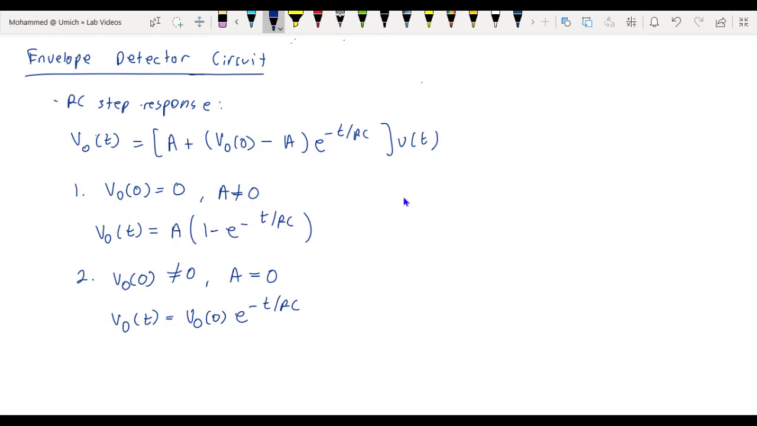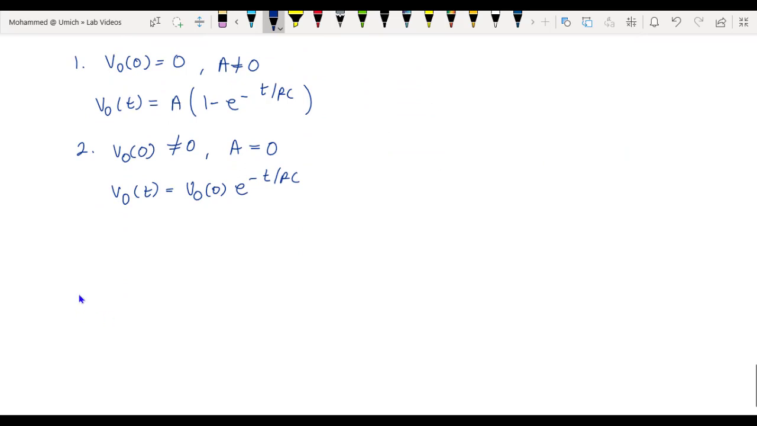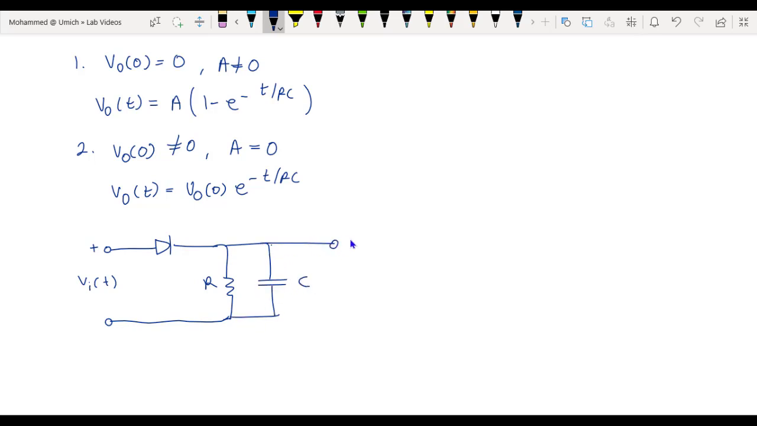The envelope detector contains a p-n junction diode and a resistor in parallel with a capacitor. So here's our input voltage, V in of t. We then have a p-n junction diode, and then a resistor of resistance R in parallel with a capacitor of capacitance C. And the output voltage is taken as the voltage across the capacitor. Now, in order to see how the envelope detector circuit works, let's analyze the circuit for the cases where the diode is forward biased and reverse biased.